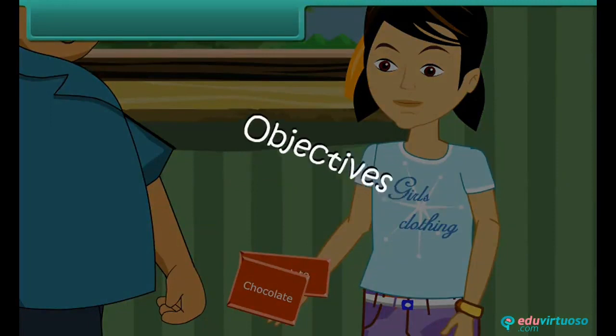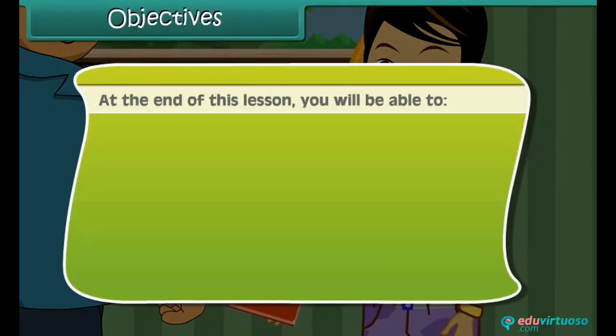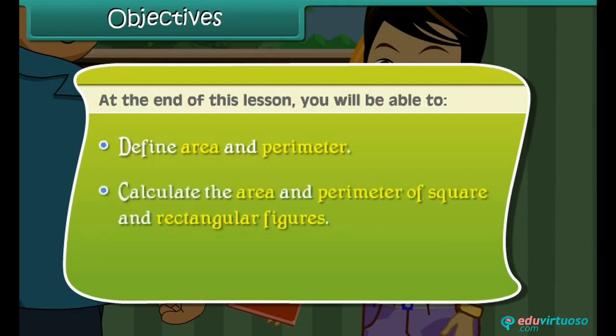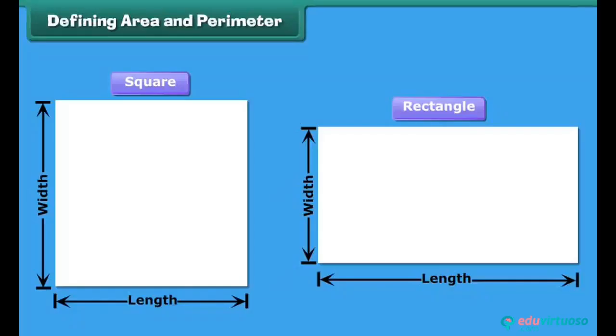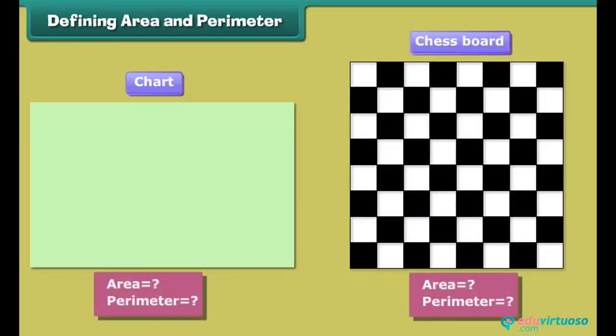Objectives. At the end of this lesson, you will be able to define area and perimeter, calculate the area and perimeter of square and rectangular figures, and tell the units used for measuring the areas. Friends, we already know about closed figures like squares and rectangles. For example, this chart paper is a rectangular chart, while the chessboard is a square. How can the area and perimeter of such mathematical figures be calculated?